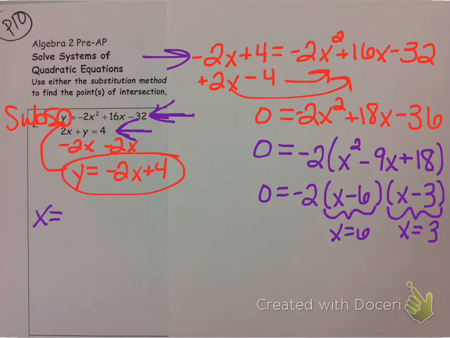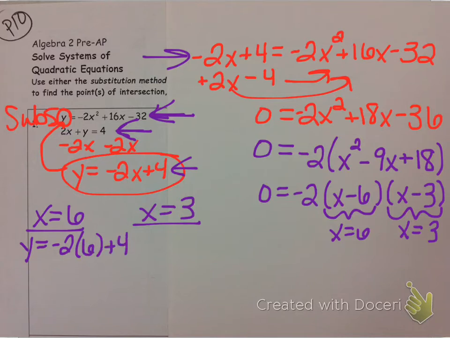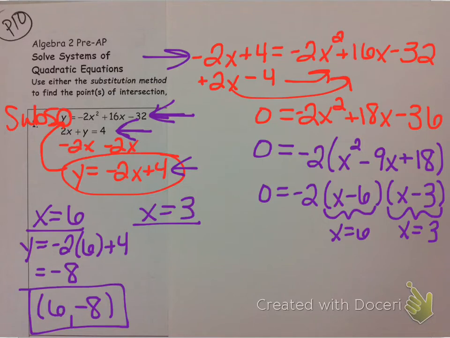So the last thing that I did on this problem was I took these two x values that were our solutions, and I plugged them into the linear equation to get the y coordinate. So I have y equals negative 2, plug in the 6, and when I do that, I get negative 8 as my answer. And so that means the point 6, negative 8 is one of the points of intersection.